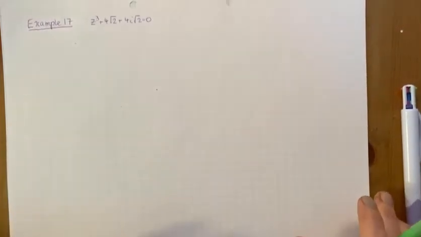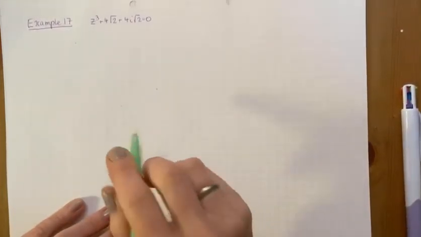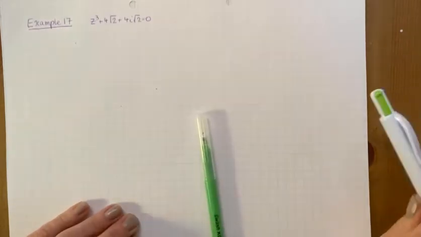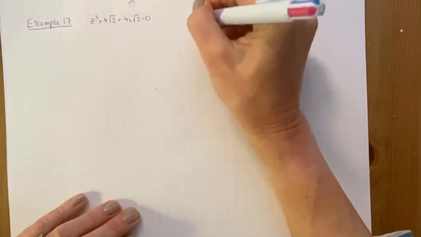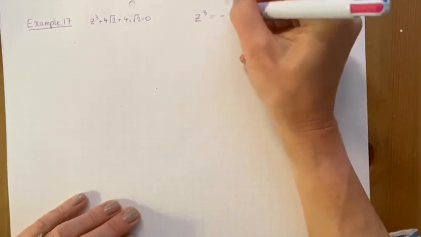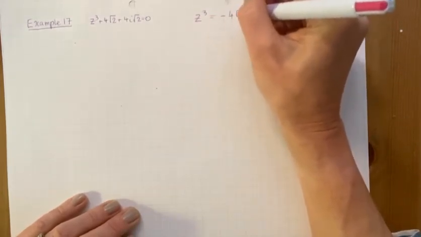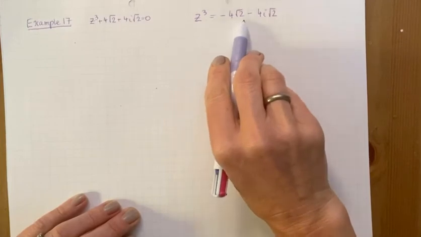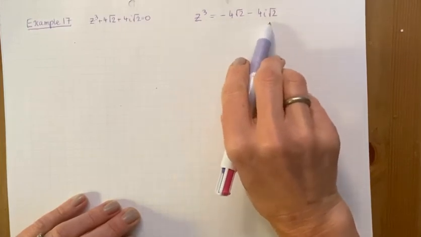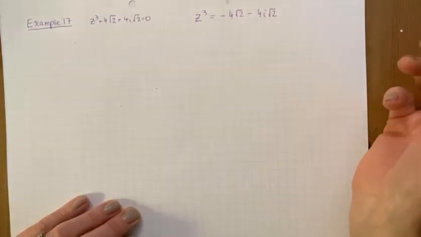Okay, example 17. Here we've got an equation, z cubed plus 4 root 2 plus 4i root 2 is equal to 0. We're just going to rearrange it so it's actually a cube root that we are looking for, and the number that we are going to cube root is minus 4 root 2 minus 4i root 2. So the steps are exactly the same.